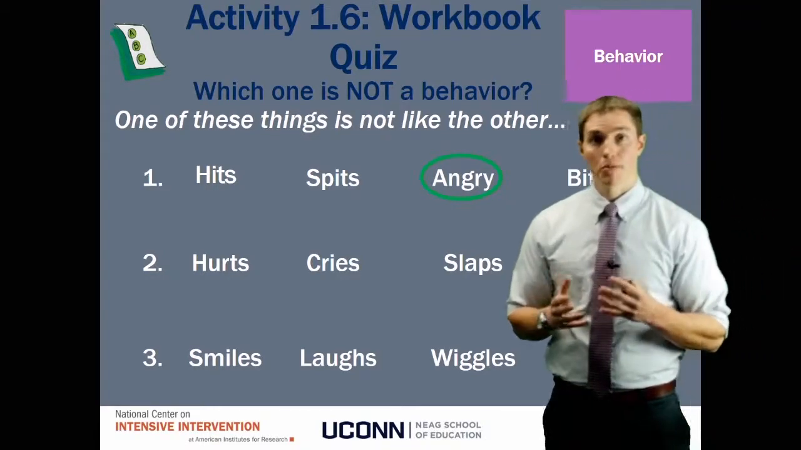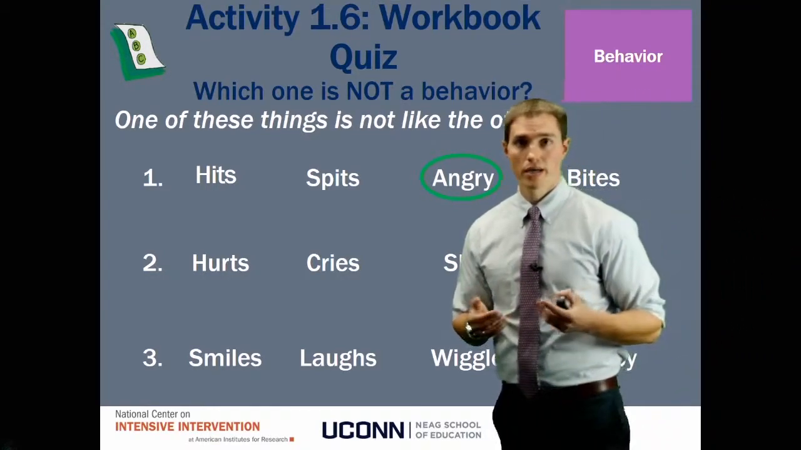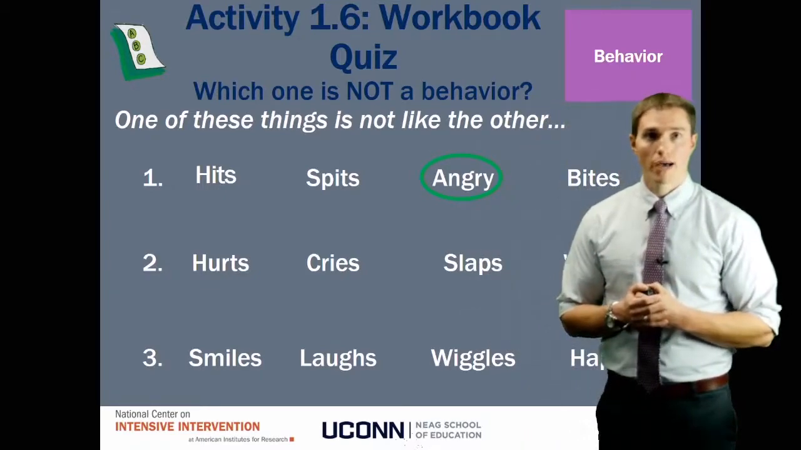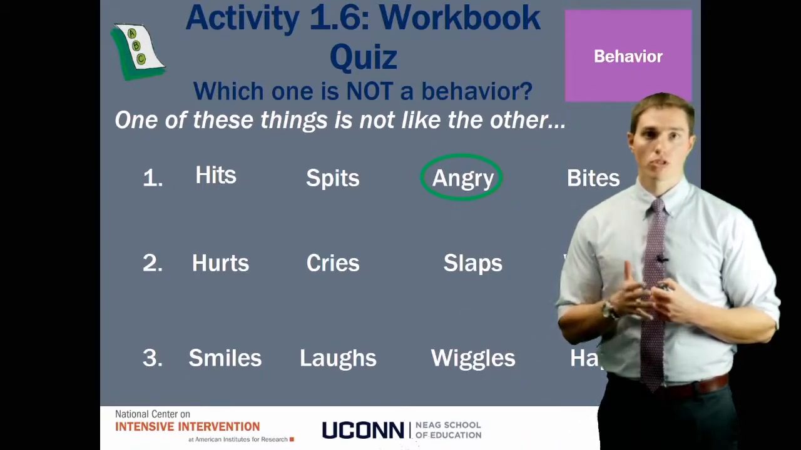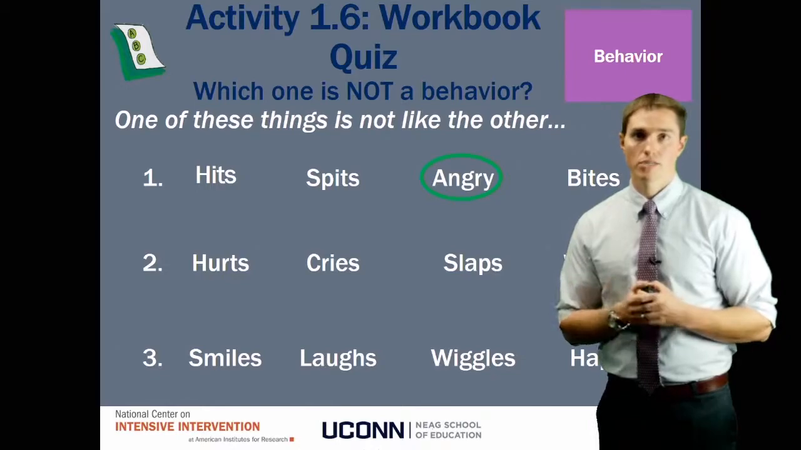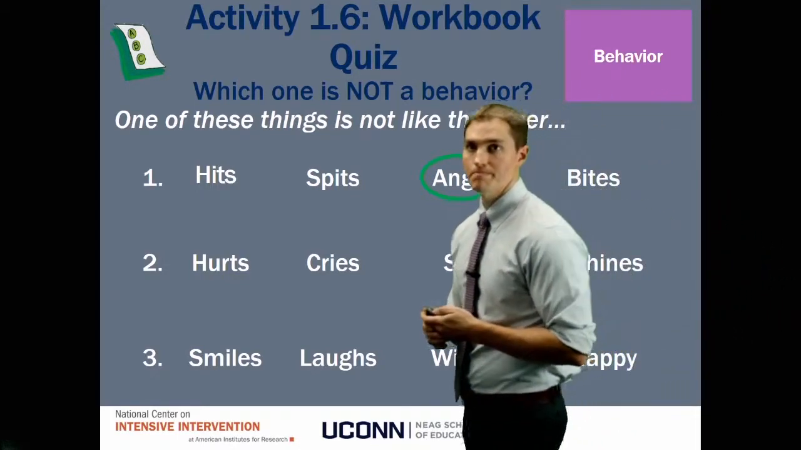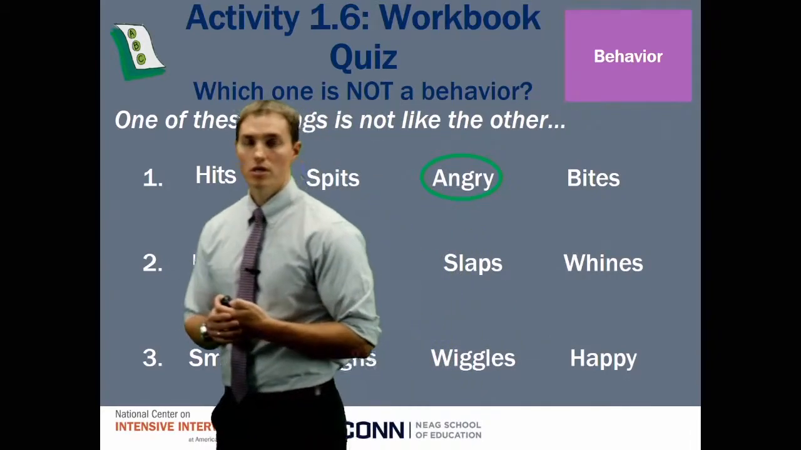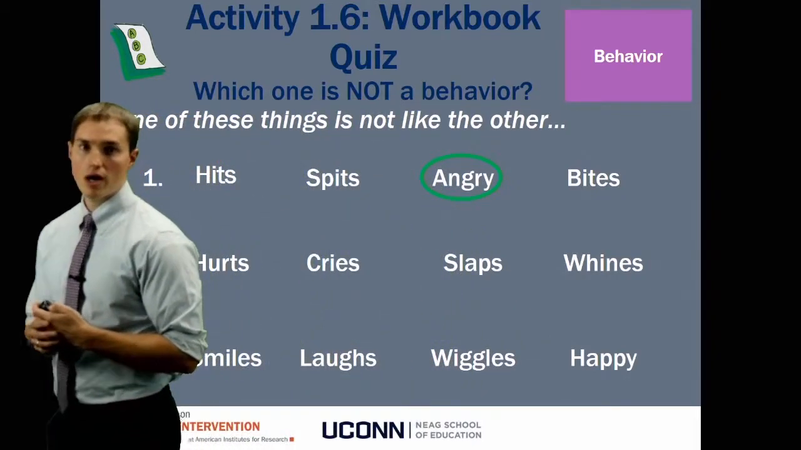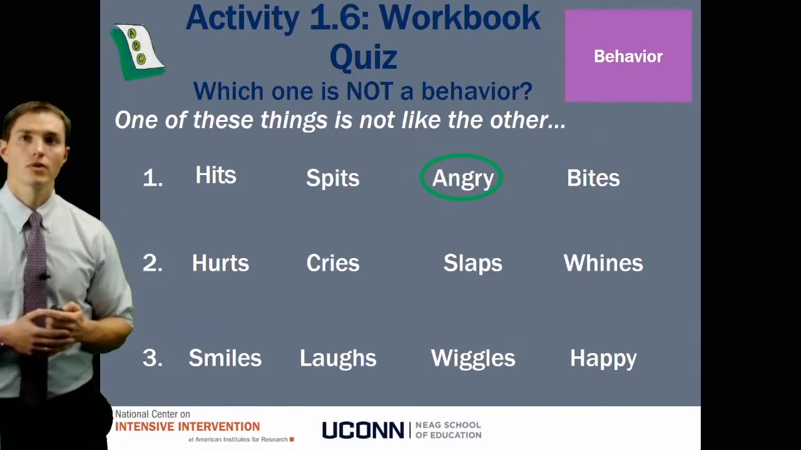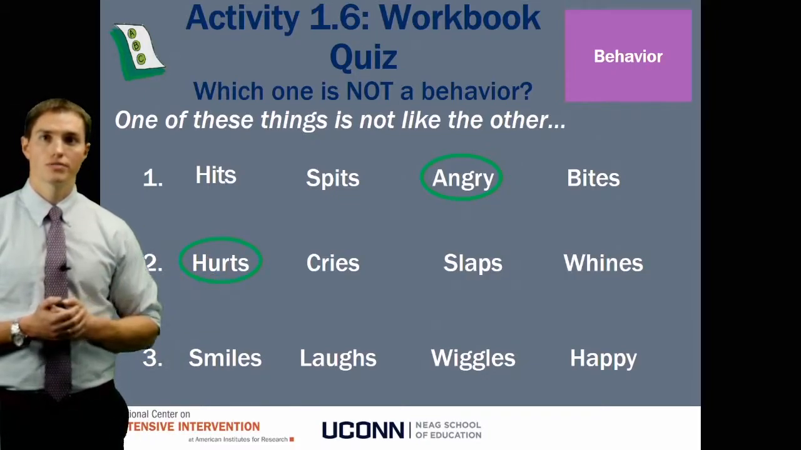Angry certainly probably could be operationally defined, but as it stands here, you might have different interpretations of what angry looks like across individuals and across contexts. Therefore, it's circled as an unoperationalized behavior. Number 2, hurts, cries, slaps, or whines. For this one, you should have circled hurts.